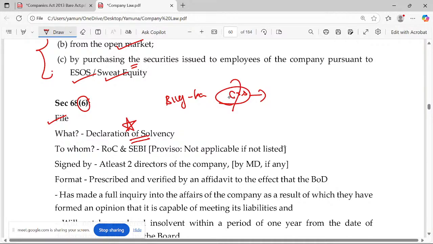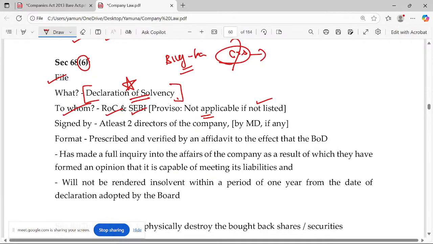In that waterfall arrangement itself, we are giving preference to creditors. When you go for a buyback, creditors should not be made worried about whether the company will be solvent, whether they'll get back their money. So they need to file a declaration called the declaration of solvency. To whom do they file? To the Registrar of Companies, and if it is a listed company, to SEBI also. Not applicable if not listed. So only if it is a listed company do you go to SEBI. And please make a note of it.